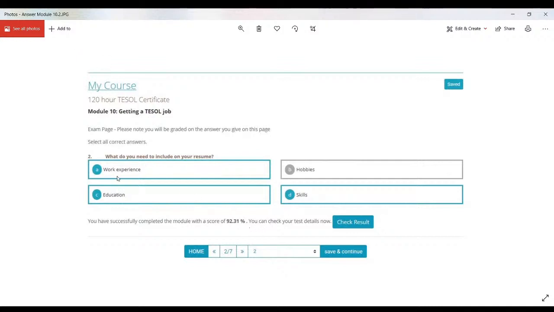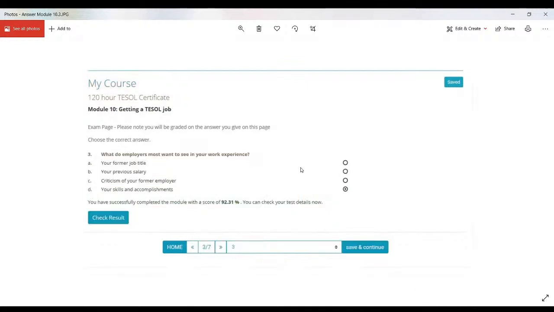Right. What do you need to include on your resume? Work experience, of course, education, and skills. Ito yung mga titingnan nila. Alright, save and continue. What do employers most want to see in your work experience? Okay, your skills and accomplishments. Right, make sure that it's yours, right? Not your team, not the company, but your own skills and accomplishments. Save and continue.